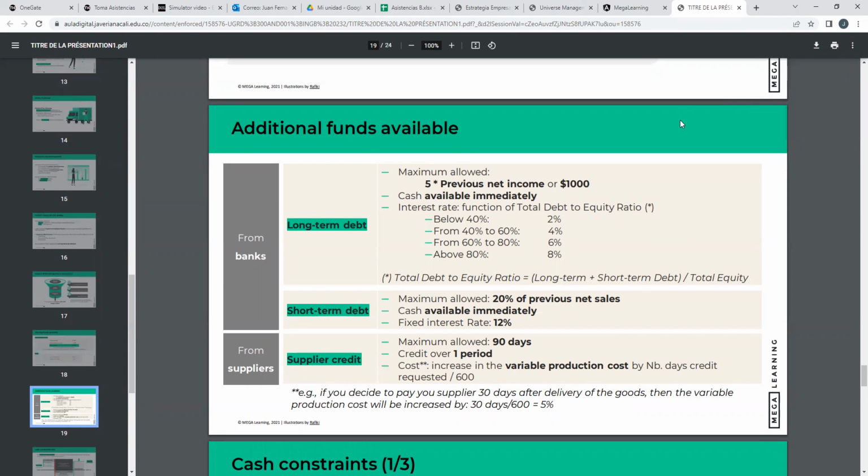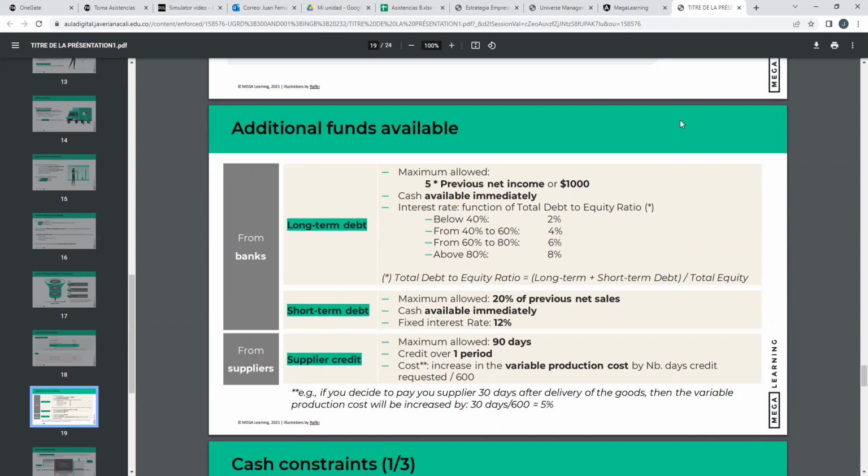So I was saying, let's begin with the end. If you need one, you can go and contact the supplier and pay the supplier later. Yes, you are going to have more cash flow. However, you are going to deteriorate your profit because they are going to charge more. But you have other two ways to get funds.